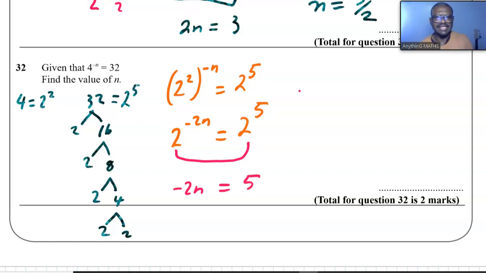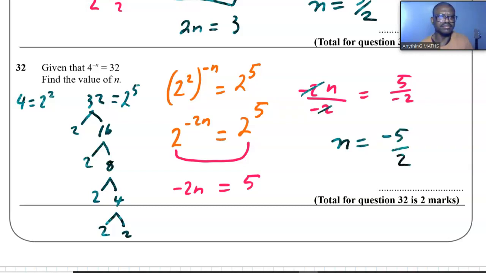Divide both sides by negative 2 in order to find n. Divide by negative 2. And this will cancel that. These two will cancel that. And we're going to get n should be equal to negative 5 over 2.